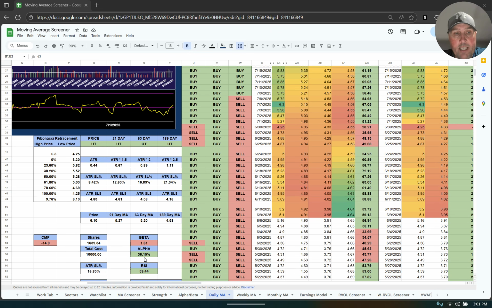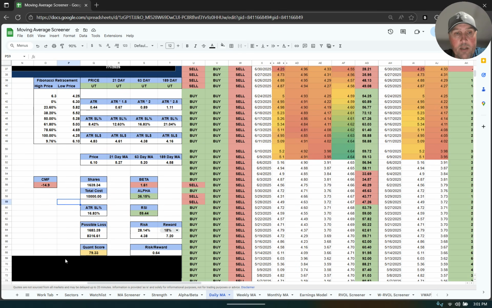Beta, alpha, RSI, we have that in all the other charts. And then we just have a quant score. Anything between 70 and 85 I consider a hold, 85 and above a buy. That's measuring things like return on equity, cash flow, return on assets, debt, things like that, and then giving it a score.